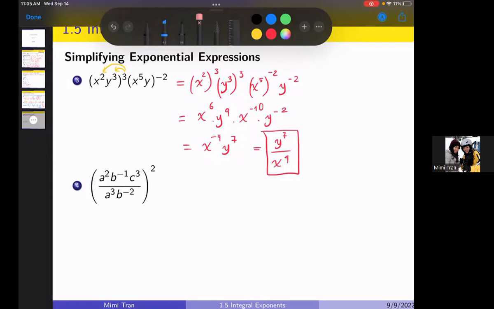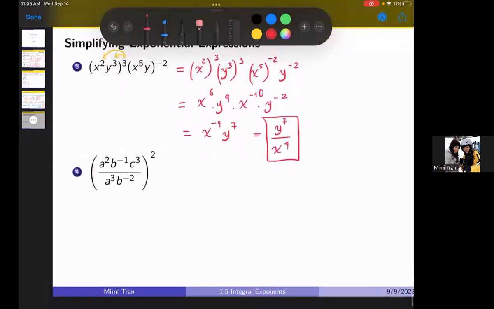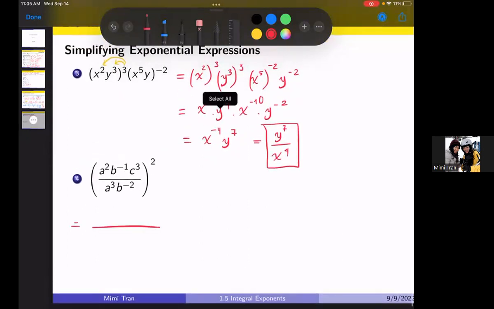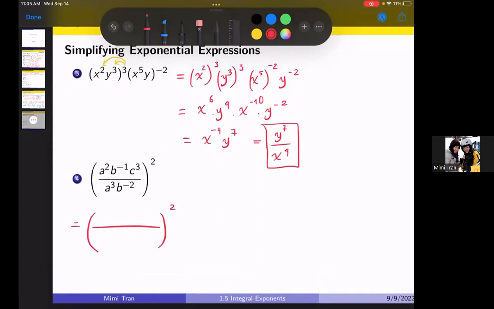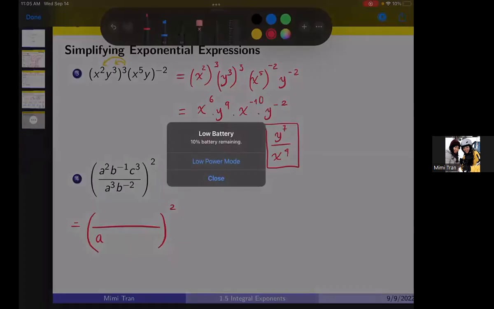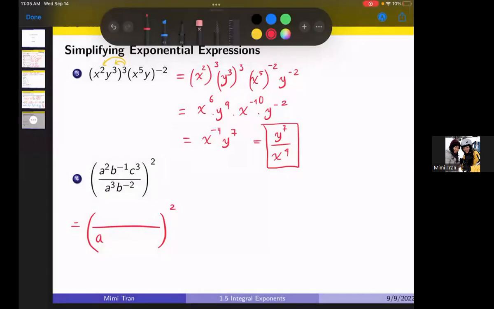A squared, a cubed. What do you have? So let's clean up first before I square it. A squared divided by a cubed. So I have 1 a left at the bottom, right? What about b to the -1 and b to the -2? What would you do? You can do it in scrap. Yes, you can flip, right? So let's do scrap.